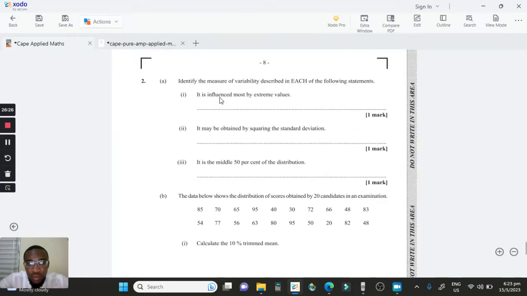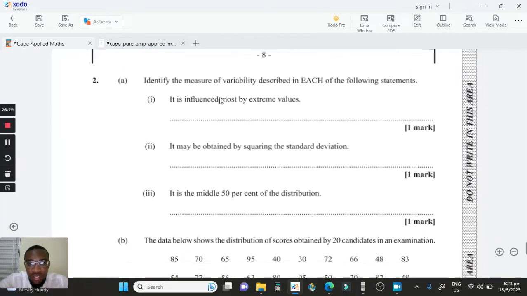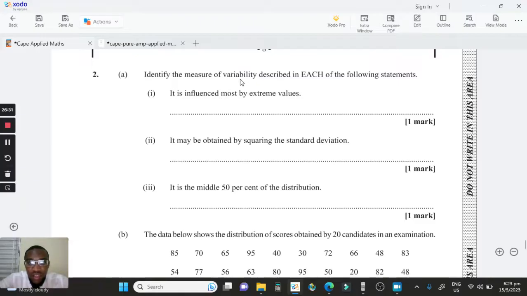Now on to question number 2. Question number 2 says identify the measure of variability described in each of the following. It is influenced by extreme values. That's just the range. The range is strongly influenced by extreme values. Pause, guys. Before we talk about what would be the answer, remember we're talking about measures of variability, or another word for this is measures of spread. Measures of spread deal with the range.